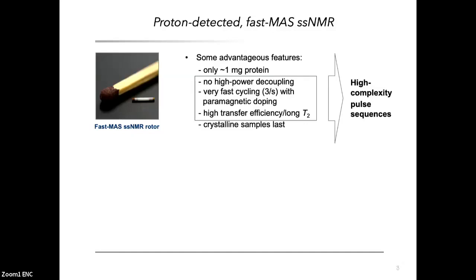And then the other big issue is that we have very high transfer efficiencies, like in all of the magnetization transfers. And that is something that allows for high complexity pulse sequences, where one element is added to another one, and a third, and a fourth, and we still have a reasonable signal to noise.